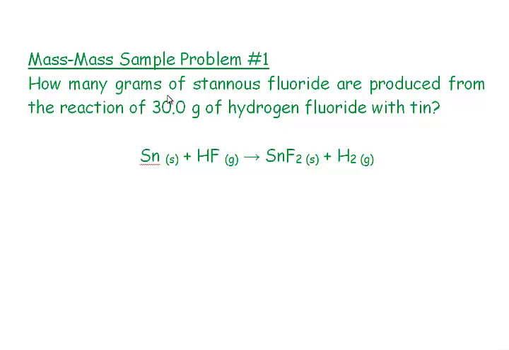Here's our first reaction stoichiometric calculation. It's a mass-mass sample problem, and it reads as follows. How many grams of stannous fluoride are produced from the reaction of 30.0 grams of hydrogen fluoride with tin?